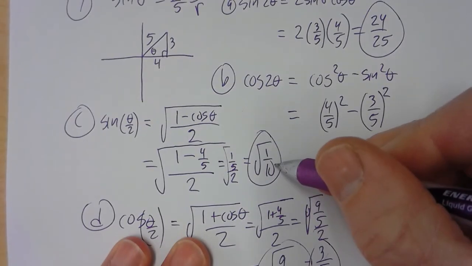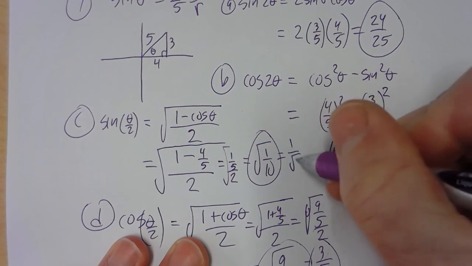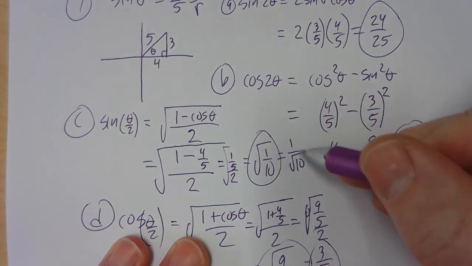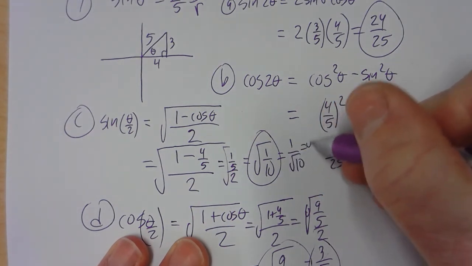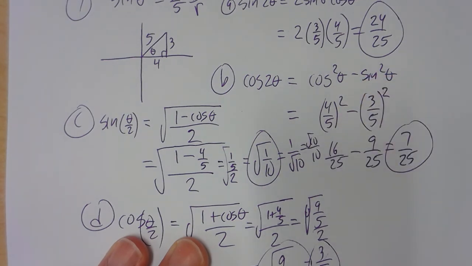Same thing here, square root of 1 is 1, so it's 1 over radical 10, which would be, rationalize the denominator, it would be the square root of 10 over 10. All right.